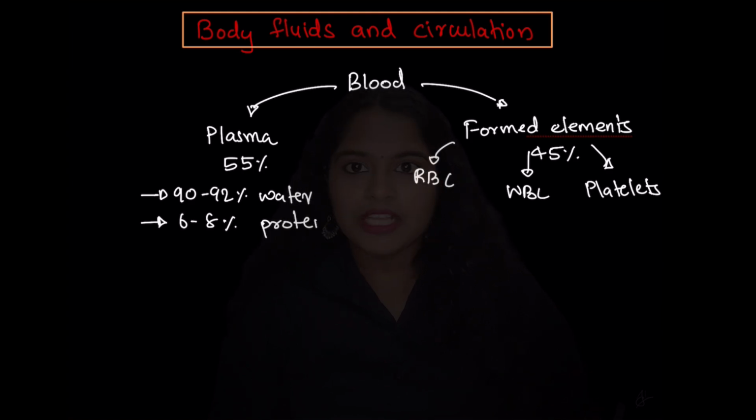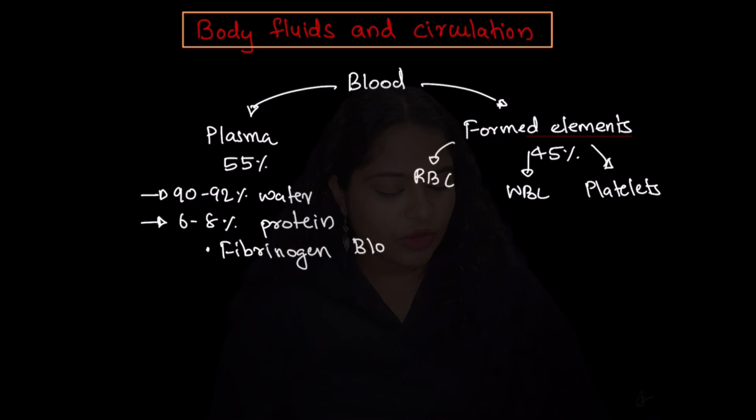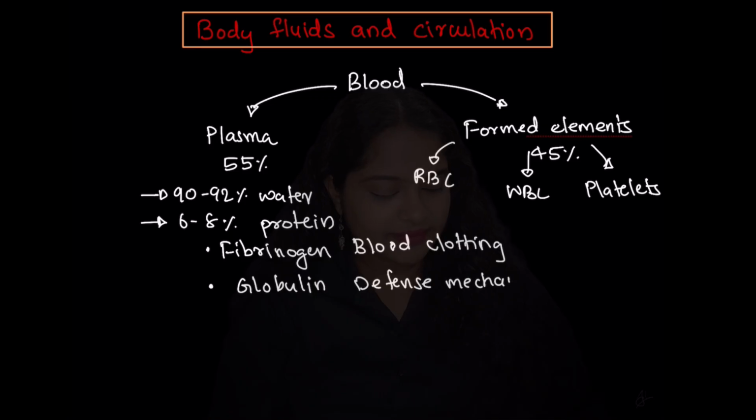So what are the plasma proteins here? One is fibrinogen. This fibrinogen helps in blood coagulation or blood clotting. Then we have globulin. Globulin helps in defense mechanism. Then we have the albumin. Albumin helps in maintaining osmotic balance of our body.